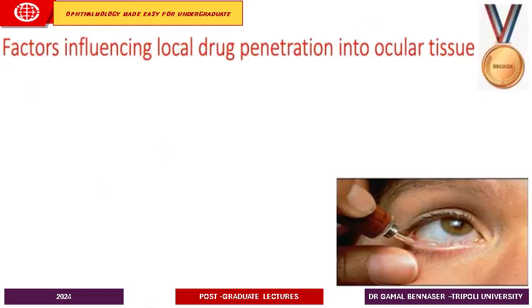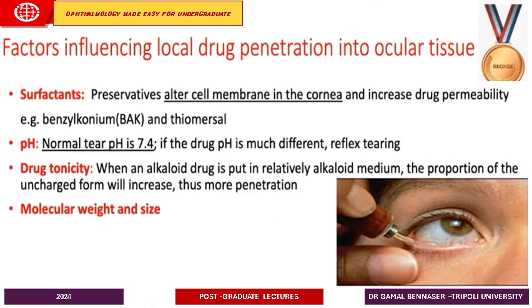Still in the context of the other variables that determine the corneal permeability are the surfactants, that's the preservatives placed within the drug to keep it sterile. They change the cell membrane of the cornea so that it increases the drug permeability. The presence of benzalkonium or thiomersal increases the permeability of the drug through the cornea.